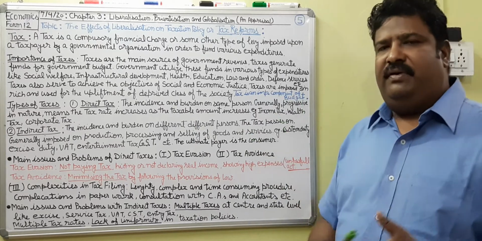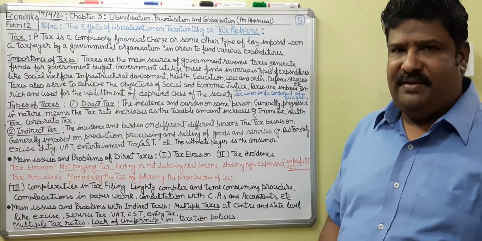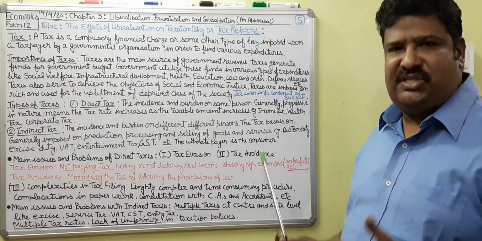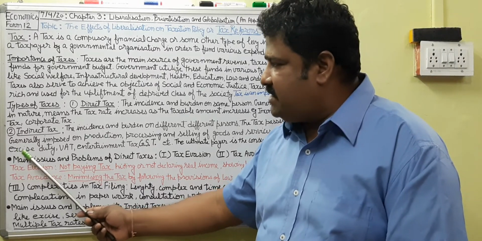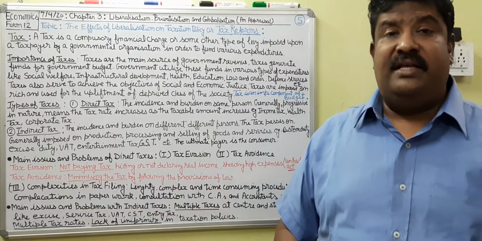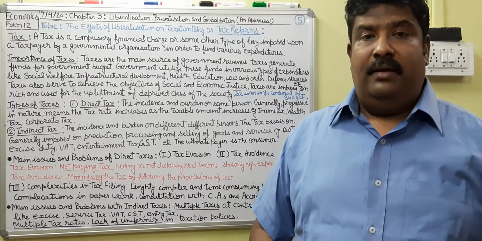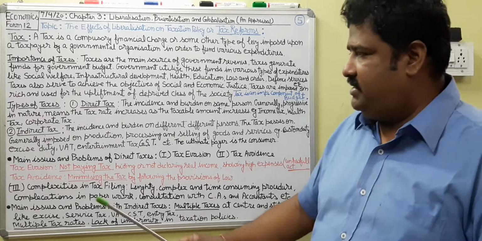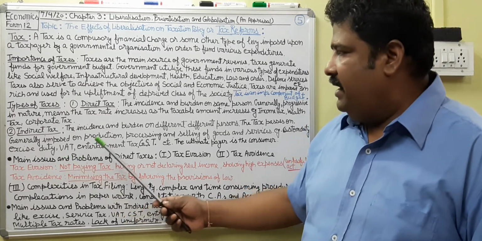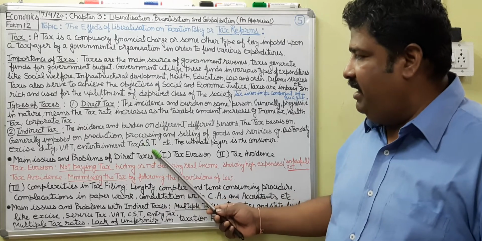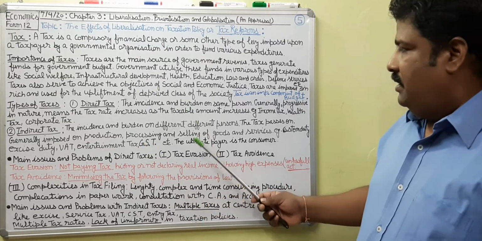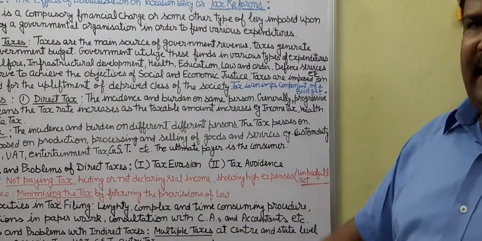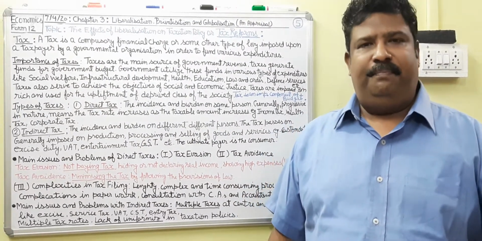The examples of indirect taxes are custom duties. When we import any commodity, we have to pay in the form of tariff, that is custom duty. Then excise duty. Excise duty is the tax to discourage the consumption of some commodities like alcohol, cigarettes, etc. Then value added tax, entertainment tax, and now very importantly GST. The ultimate payer is the consumer. In the indirect tax, the consumer is the ultimate payer.